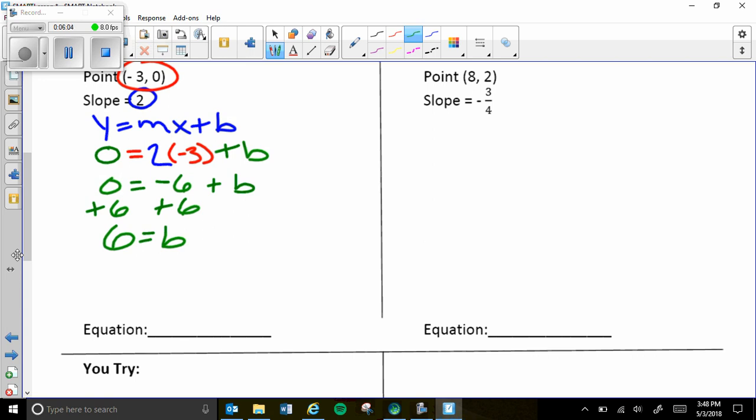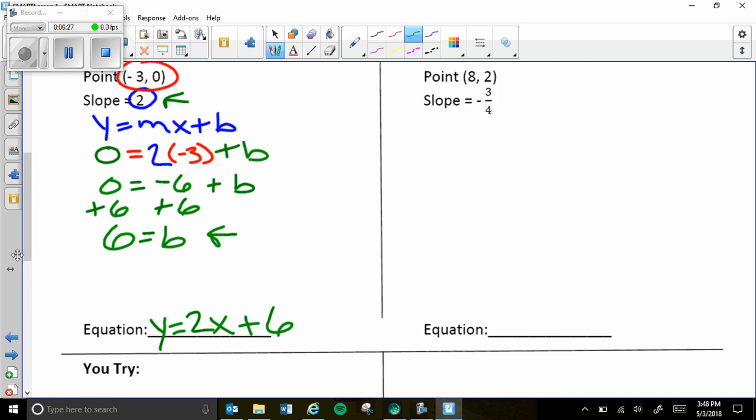Now I have an m, remember up here, it already told us our slope, and I have a b. I have the two things I need in order to write my slope-intercept equation. Y equals m, which is 2, x, plus b, which is 6 in this equation.